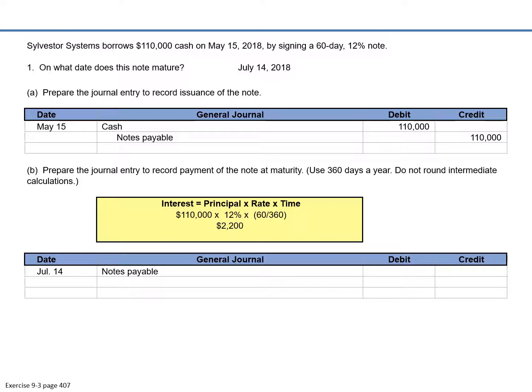So we're going to reduce our note payable when it matures with a debit of $110,000, and we're going to record our interest expense of $2,200, and we're going to credit cash for the total.